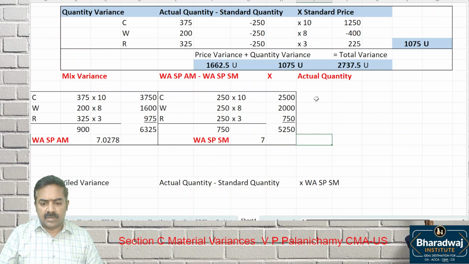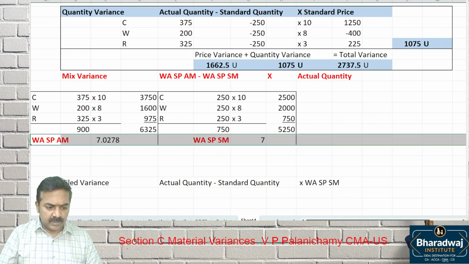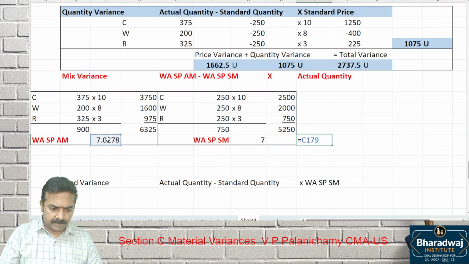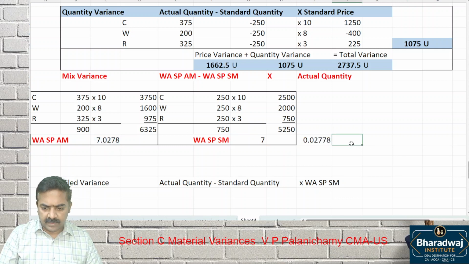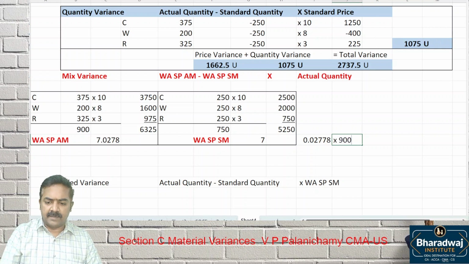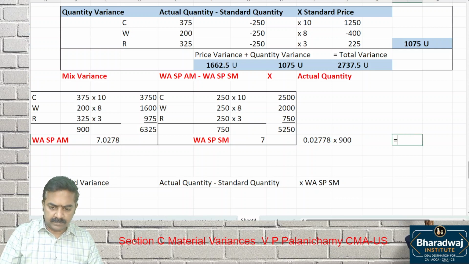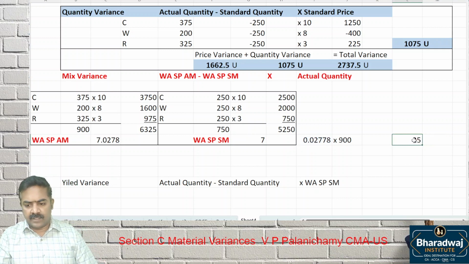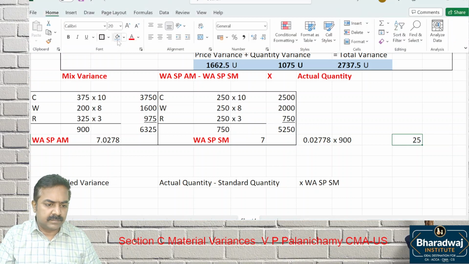What is the actual quantity consumed? 900. The difference. What is the difference? This into what is the actual quantity consumed? 900. This is the variance. Unfavorable.